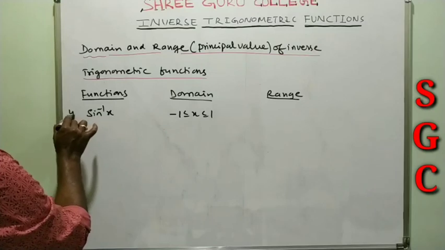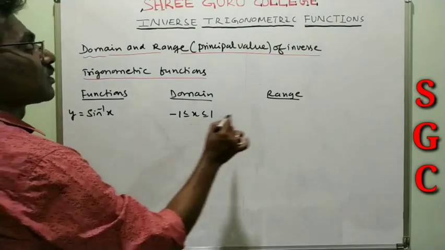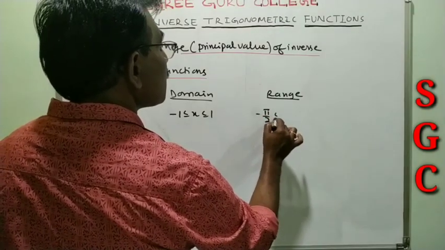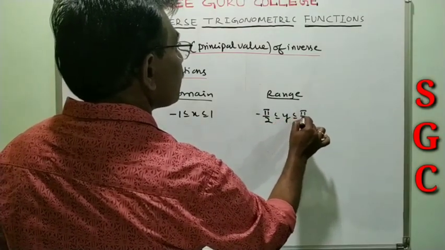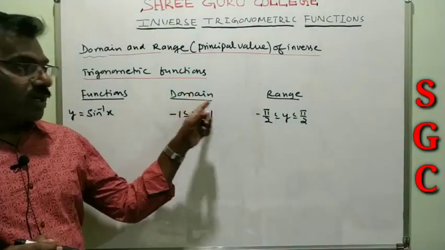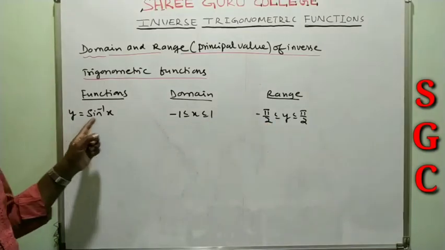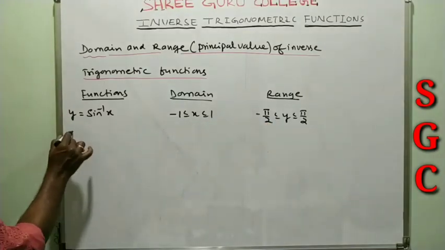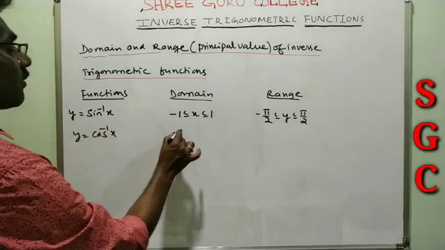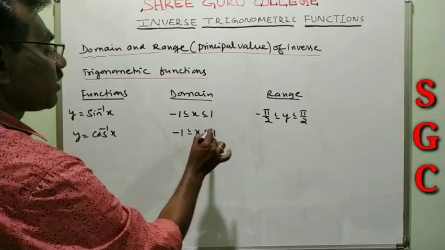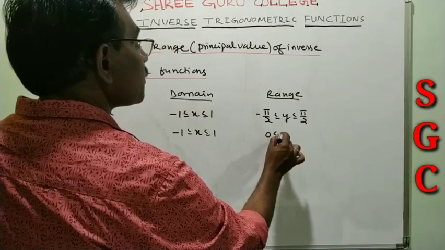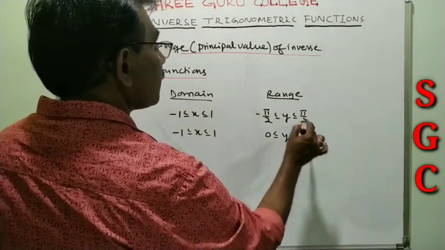we have to take y equal to sine inverse of x. So y lies between -90 and +90. When x is between -1 to +1, that is called the domain, and y lies between -90 to +90, that is called the range. Y is equal to cos inverse of x, same domain. Domain is the same for both, and range is 0 to pi.